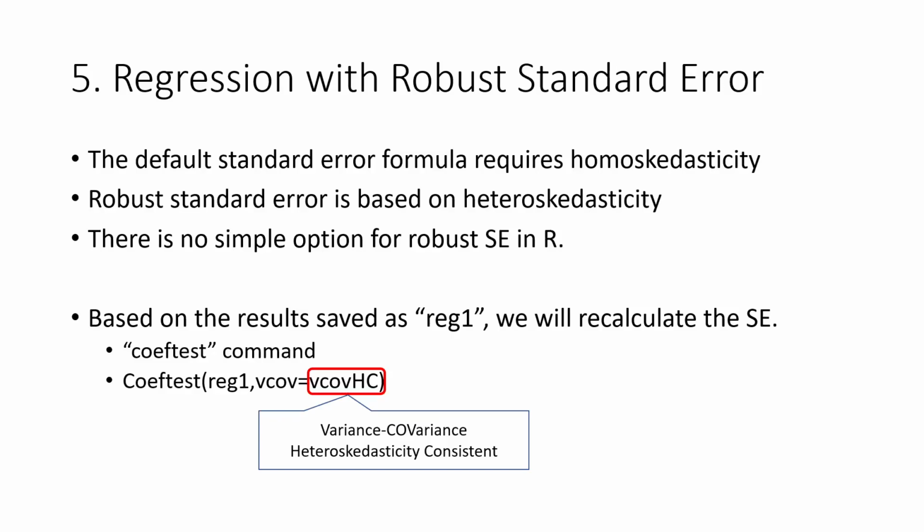The problem is that the default is homoscedasticity because the formula is much simpler. However, it is unlikely, right? In most cases, the variance is usually affected by the regressor. So we hope to generalize our standard error to accommodate heteroscedasticity.